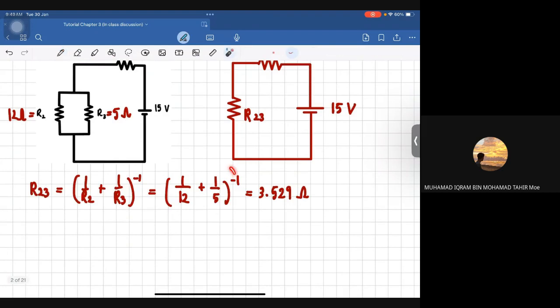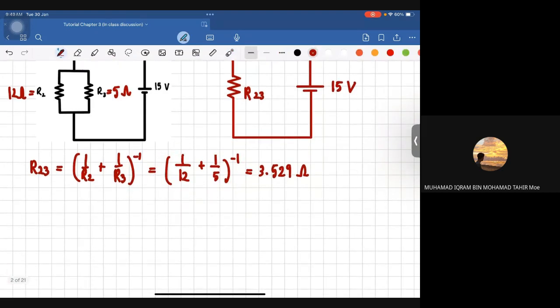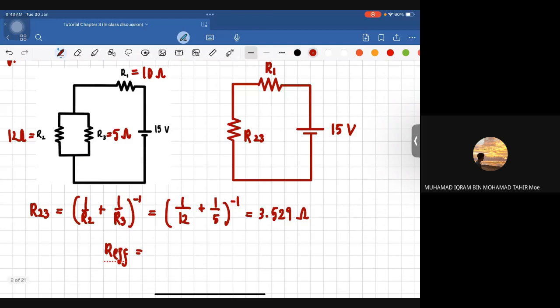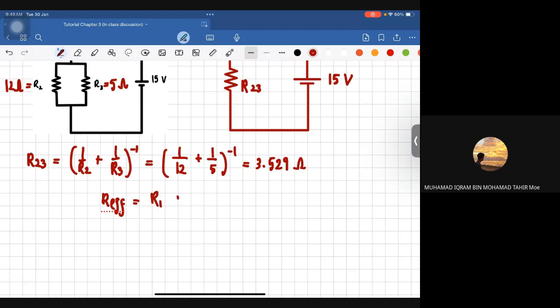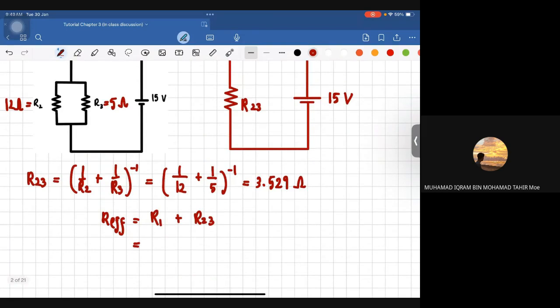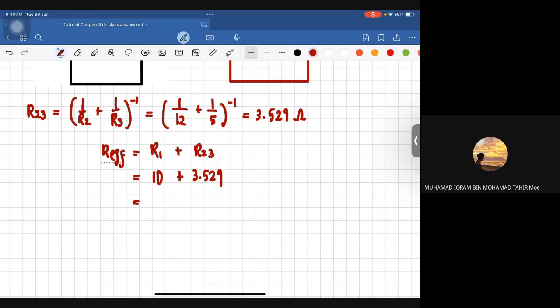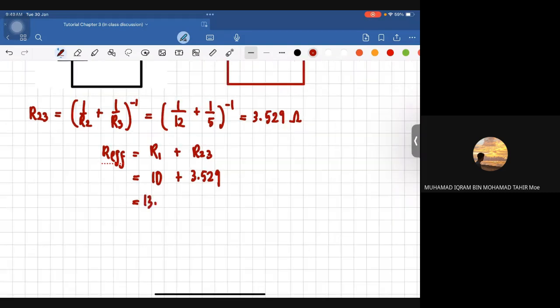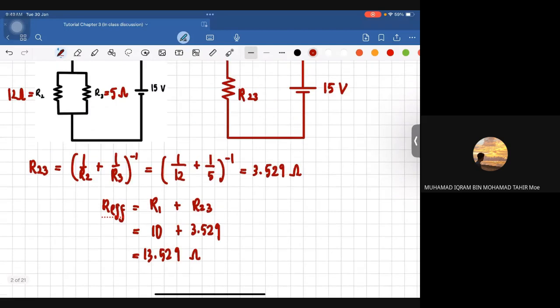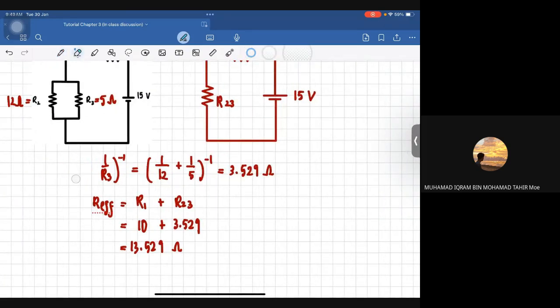Kenapa saya emphasize on this one? Sebab ada certain budak yang buat effective capacitance tu, untuk effective capacitance dia buat macam ni. Dia memang betul lah jawapan dia. Cuma dia tidak show dari awal solution dia tu. So yang ini kan dia letak je R1 plus R23. And then kita tahu R1 is 10 plus 3.529 is equal to 13.529 ohm. Kiranya yang dia hantar dengan saya, ini dia tunjuk. Dia directly buat yang ini.